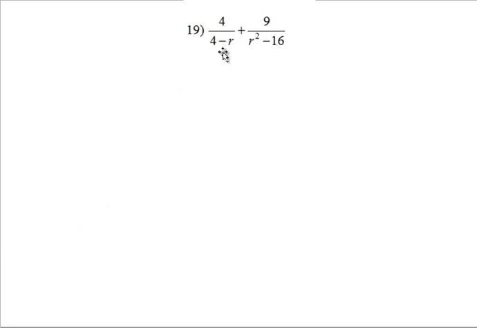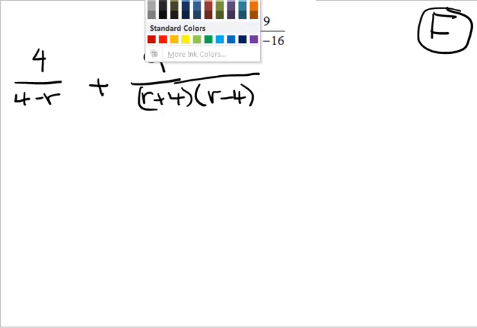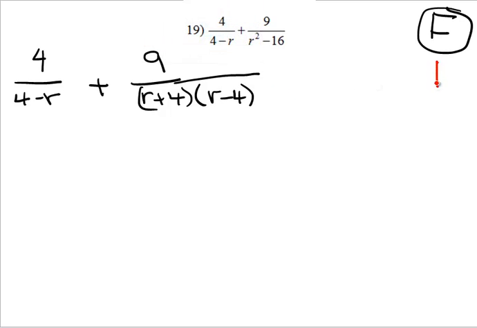I can factor here. F for factor. So I'm going to come over here and write this one. 4 minus r plus 9 over, this is the difference of squares, r plus 4 times r minus 4. So now I know that I need to do the next thing, which is fine tune. This is okay. This needs some work.